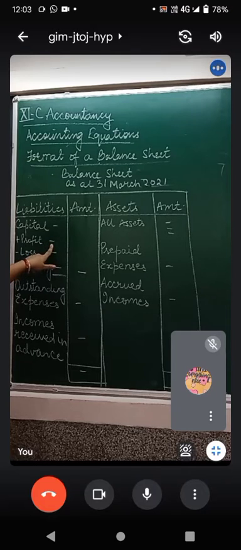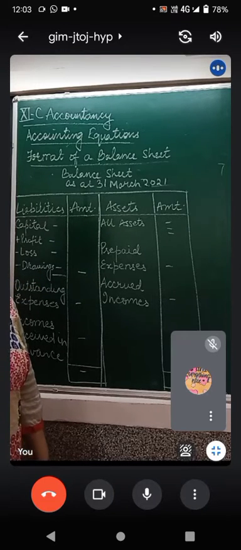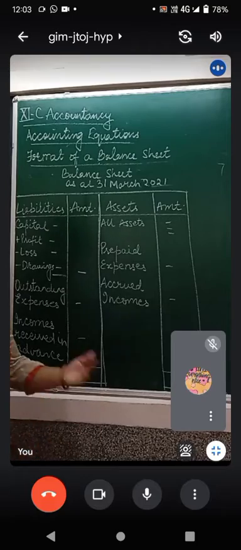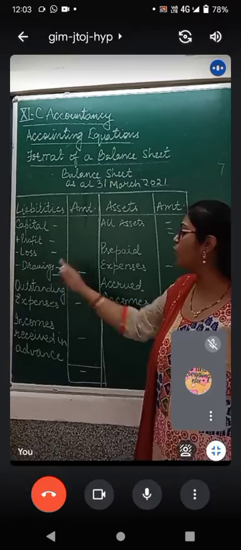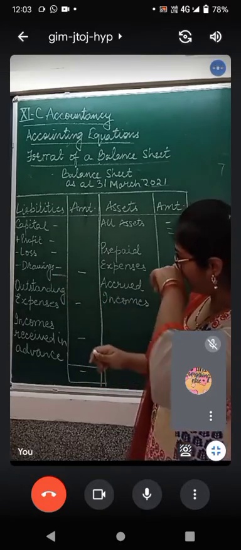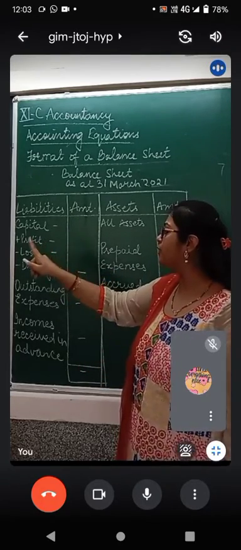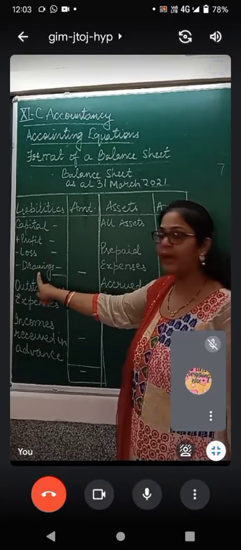Profit का amount लिखेंगे minus loss. So either it is going to be a profit or it is going to be a loss. So profit is added to the capital and loss is subtracted from the capital. Next is minus drawings. What are drawings? The amount which the proprietor or the business owner withdraws from the business for his personal use. So this is called drawings. Subtract drawings also. So capital में add profit minus loss minus drawings.